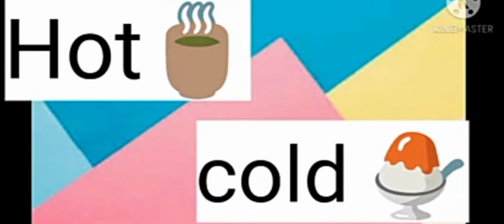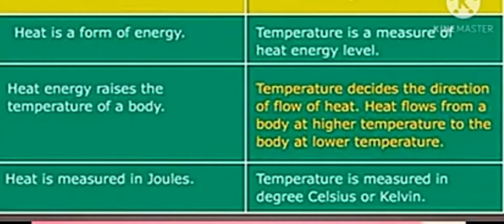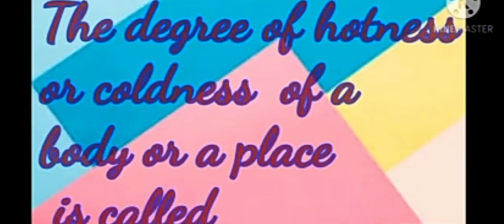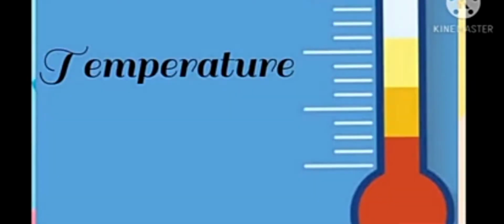Students, remember this also, that heat is measured in joules. It means the unit of heat energy is called what? Joules. And temperature is measured in the Celsius scale. Thus, the degree of hotness or coldness of a body or a place is called temperature.